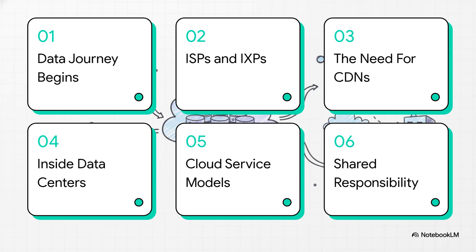So here's our literal travel itinerary for this explainer. We're looking at 1. How the data journey begins. 2. Navigating ISPs and IXPs. 3. The need for CDNs. 4. Inside the data center. 5. Decoding cloud service models. And finally 6. The shared responsibility matrix.